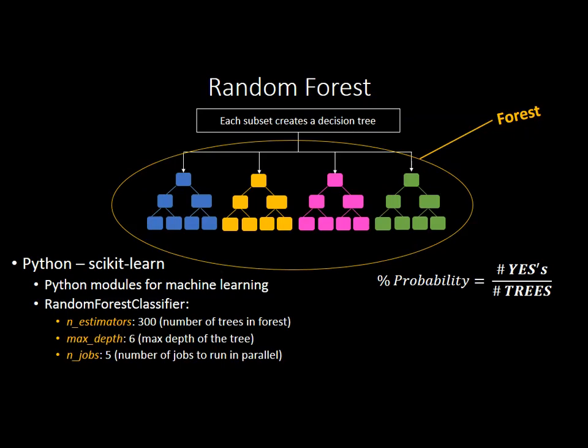I used Python to do this. There's a random forest classifier module. For the specific case, I used 300 trees, and the max depth was 6, so it could keep splitting down up to 6 times.